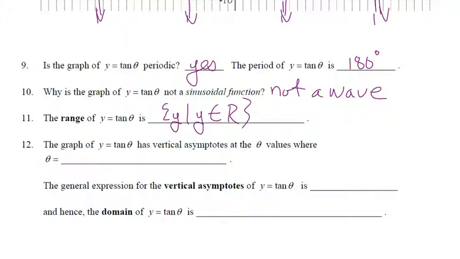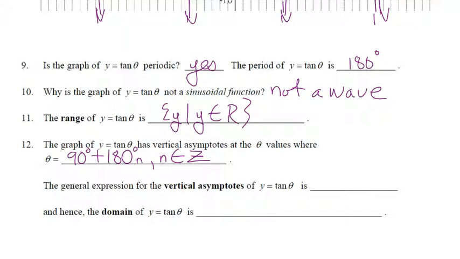The graph of y equals tan theta has vertical asymptotes at the theta values where theta is equal to... Where's the first one? 90. How far apart are they? 180. So we're going to go 90 plus 180 degrees times n, where n belongs to the integers, right? Which we indicate with a Z, because we are Canadian. We say Z.